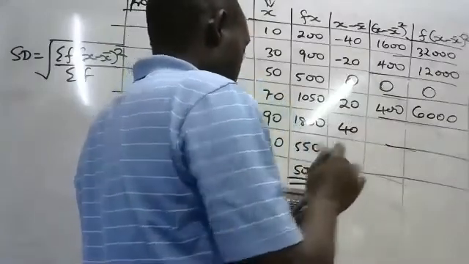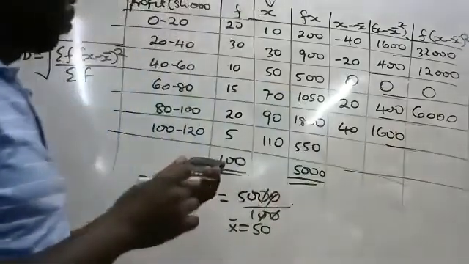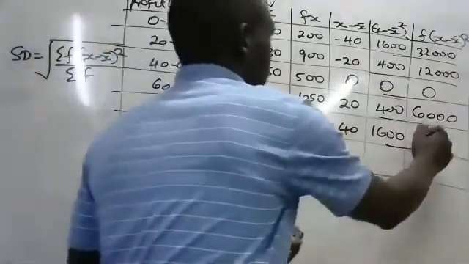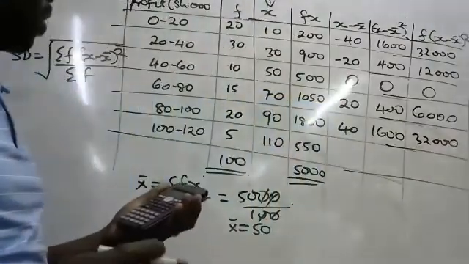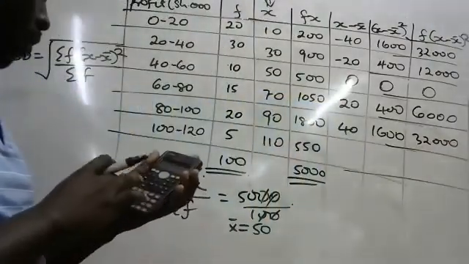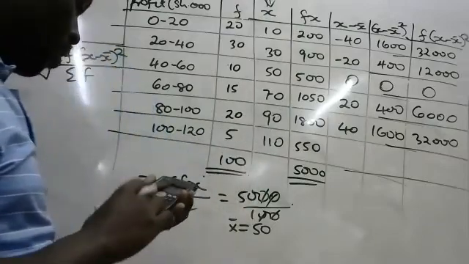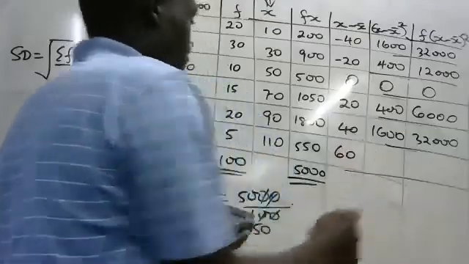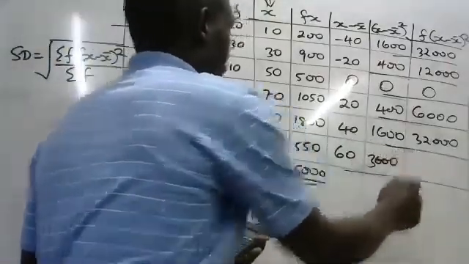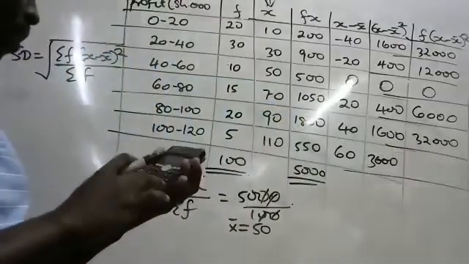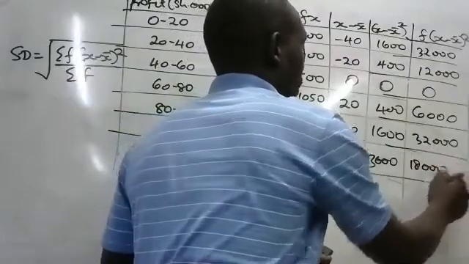Square 1600 times 20 is about 2000. The other one is x minus x bar. X is 110 minus x bar, which is 50, giving us 60 squared, which becomes 600 times F, which is 5. It gives us 18,000.